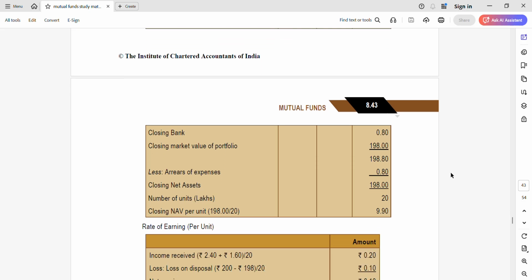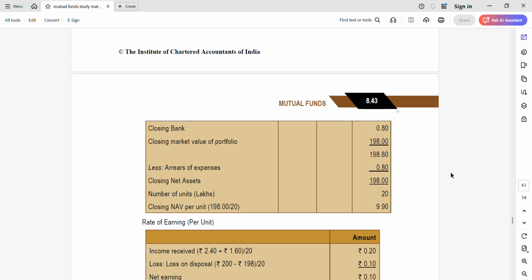Now the closing market value of portfolio is 198, so the total will be 198.8. Less arrears of expenses 0.8, so the closing net assets will be 198 lakhs. And the number of units in lakhs is 20. So closing NAV per unit, I repeat, closing NAV per unit will be closing net assets divided by number of units. So that will give you 9.9 per unit.